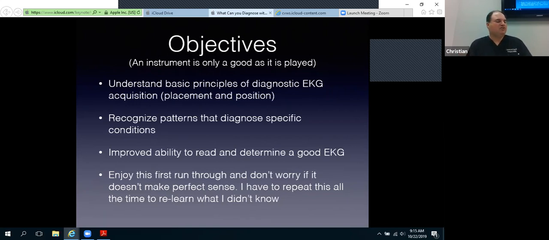most EKGs and most bedside devices that are used right now are either performed poorly so they lose their diagnostic qualities, or they're not set up to be a diagnostic instrument. The bedside monitors that we have right now are not diagnostic instruments. And the reason they're not is that we define the ability to make a diagnosis with an EKG as having a 12-lead EKG at least.